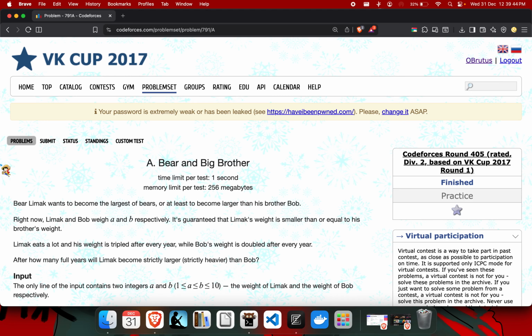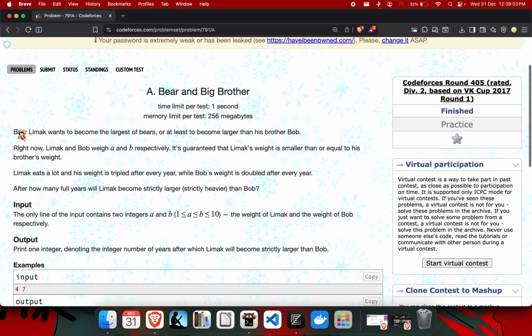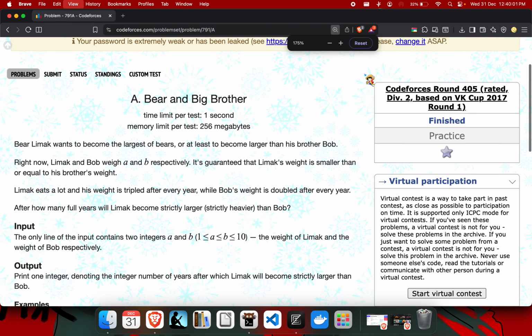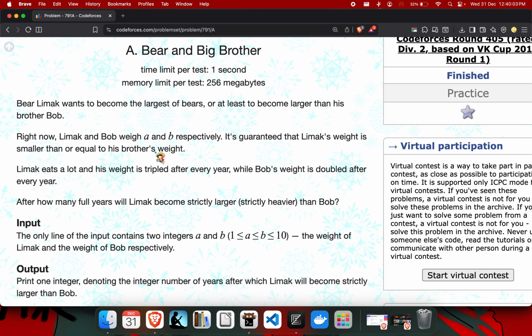Everyone, today we'll be seeing one of the problems from Codeforces. The problem is named Beer and Big Brother. Limak wants to become the largest of the bears, or at least become larger than his brother. Right now, Limak and Bob, his brother, weigh A and B respectively. It is guaranteed that Limak's weight is less than or equal to his brother's weight.